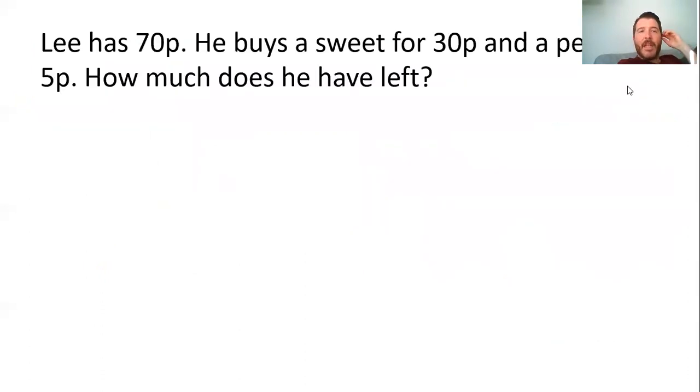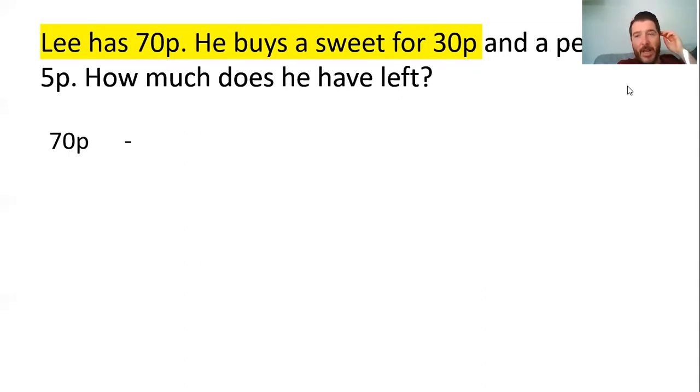Next one. Lee has 70p. He buys a sweet for 30p and a pen for 5p. How much does he have left? So this time, we need to do our first step. So we have 70p and he buys a sweet for 30p. So that's taken away, isn't it?